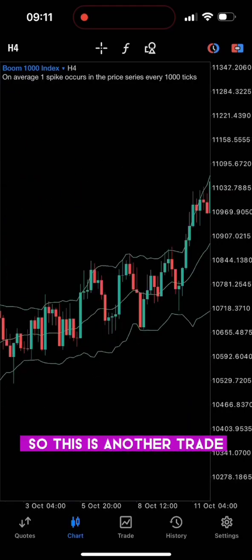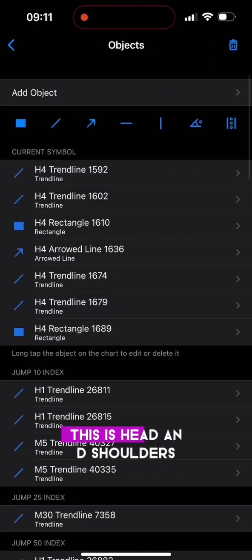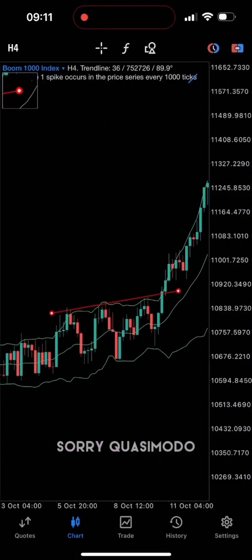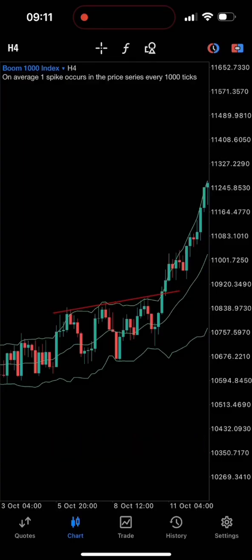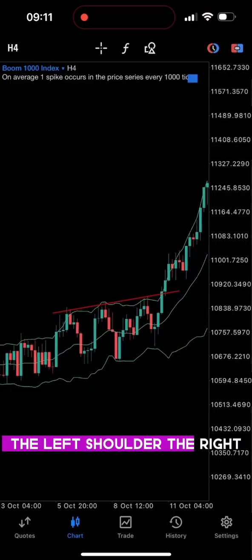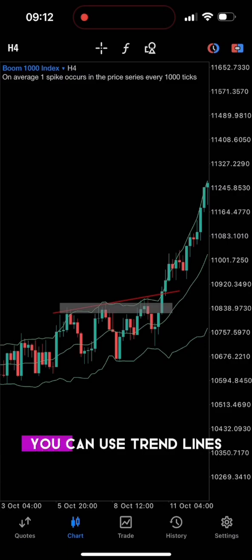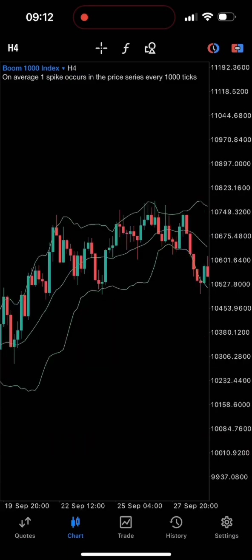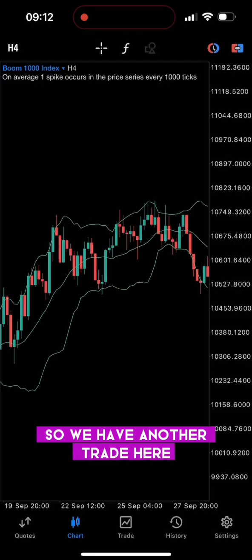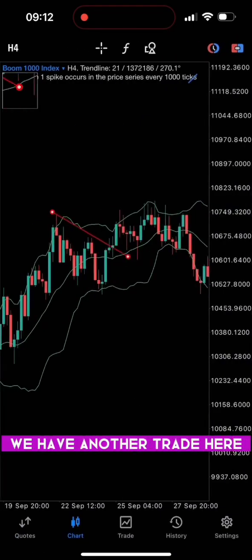So this is another trade. This is a head and shoulders, sorry, a Quasimodo. There is our head in the middle, the left shoulder, the right, then you wait for the right shoulder. You can even use trend lines, right? You can use trend lines. So we have another trade here. We have another trade here.